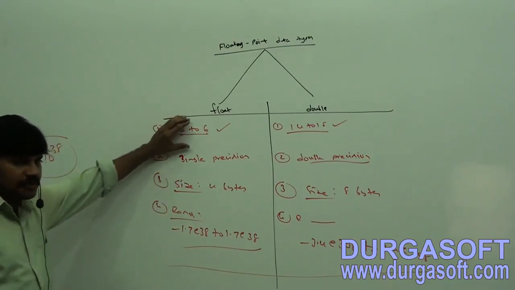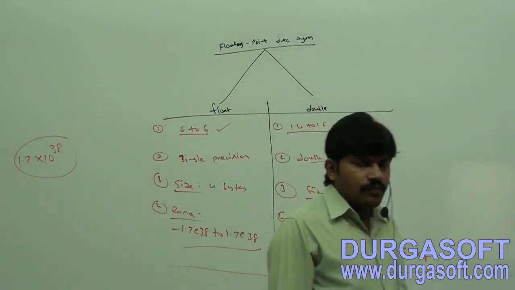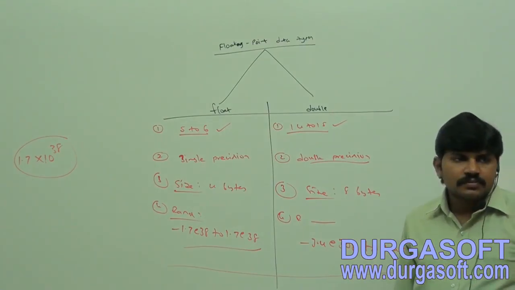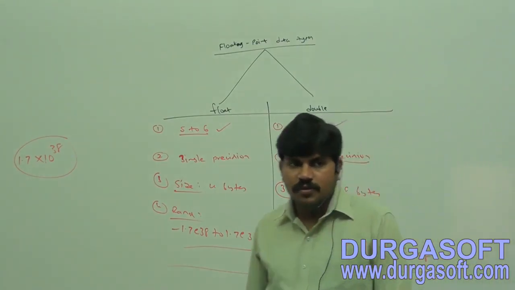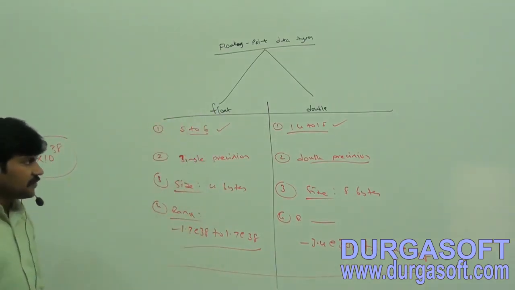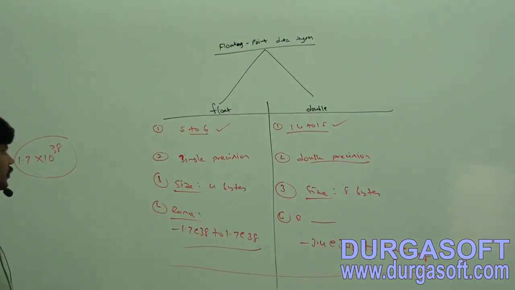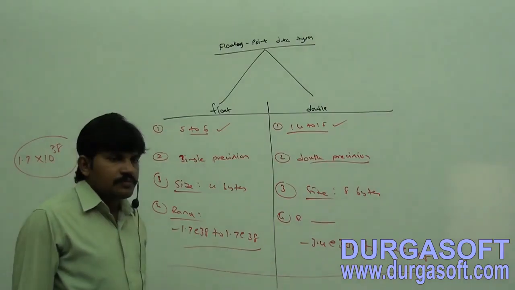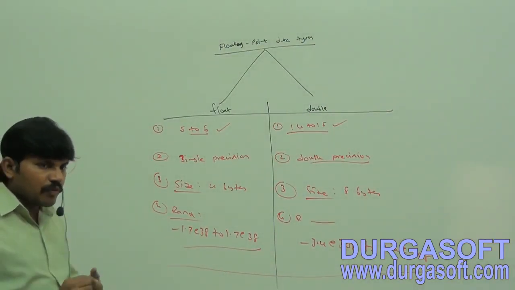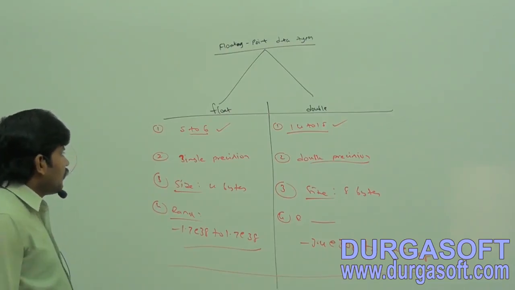Now under that, the first point: if we want 5 to 6 decimal places of accuracy, then we should go for float.